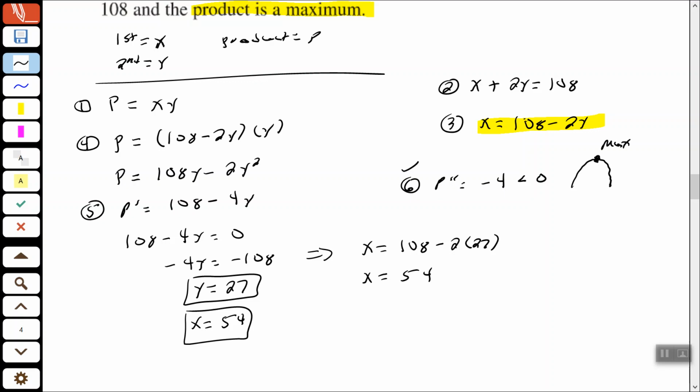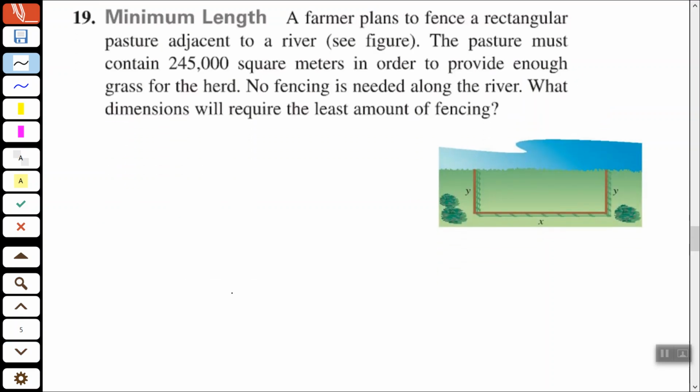All right, let's look at one more problem here. In this problem, we have a farmer that plans to fence a rectangular pasture adjacent to a river. So you see the river up top. The pasture must contain 245,000 square meters. So the area on the inside should be 245,000 square meters in order to provide enough grass for the herd. No fencing is needed along the river.